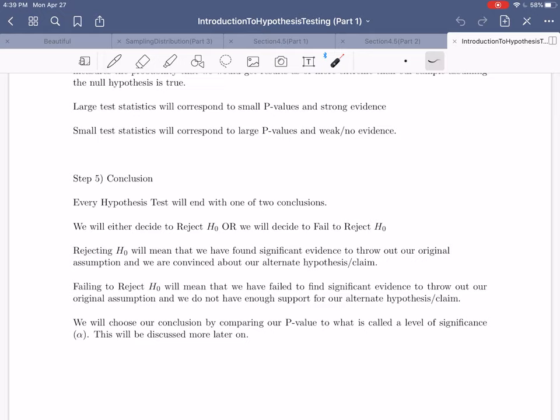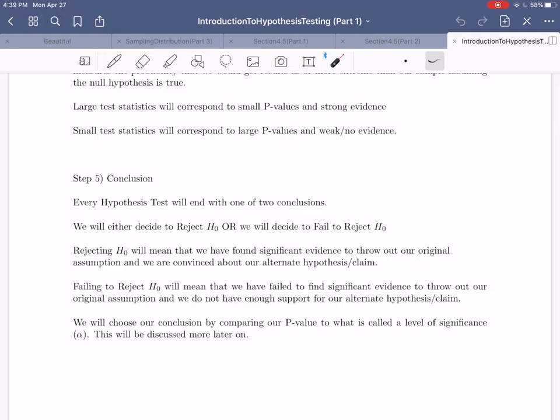So what do these things mean? Well, rejecting H0 basically means that we found significant evidence. You should associate successfully rejecting H0 with successfully finding significant evidence. That's significant evidence to throw out our original assumption, meaning the null hypothesis. That's why we call it rejecting H0. And we are convinced about our alternate hypothesis or our claim.